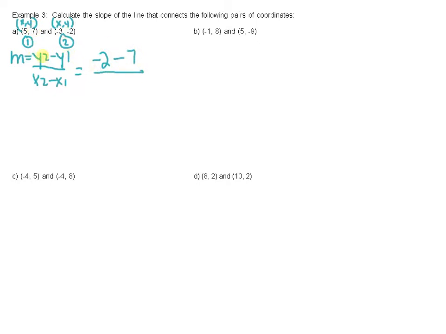So we're subtracting the y's. Now, x of coordinate 2 is -3, minus x of coordinate 1 is 5. And that's all. So -2 minus 7 is -9, and -3 minus 5 is -8. You simplify just the signs, I get 9 over 8 is the slope.